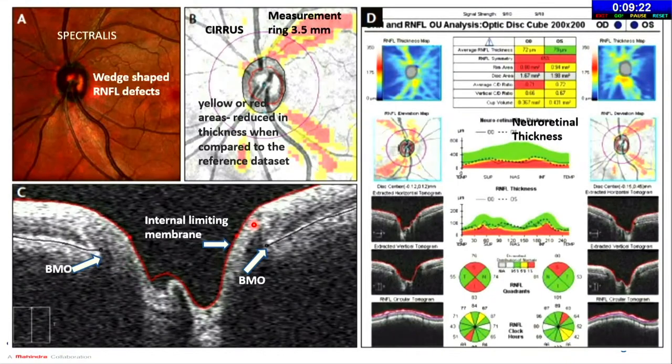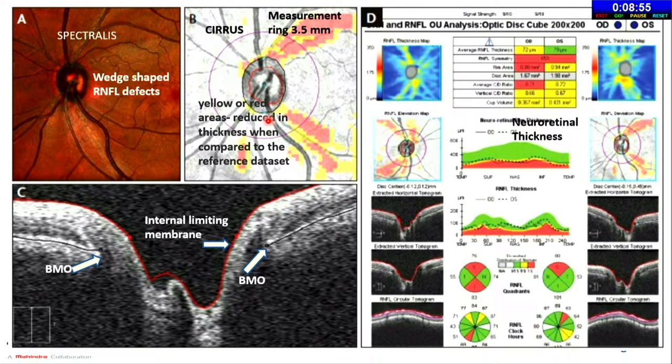Now let's have a look at this picture, which I've put forward for you. This is by Spectralis. By the way, these are not my pictures. I've taken this from the net because I thought this was very, very explanatory. Now the Spectralis, you can see that the nerve fiber wedge defects are present. And then the Cirrus OCT, the measurement ring, what I talked about, that the ring should be right in the center. This ring is 3.5 millimeters. And whatever is reduced thickness has come in the form of red and yellow. Very, very important for you to understand this.